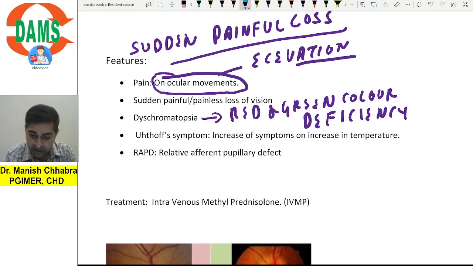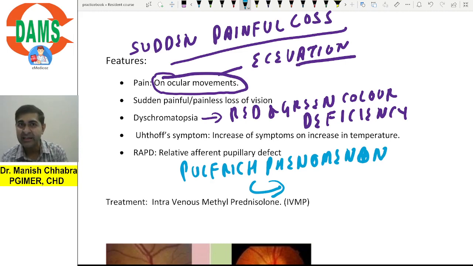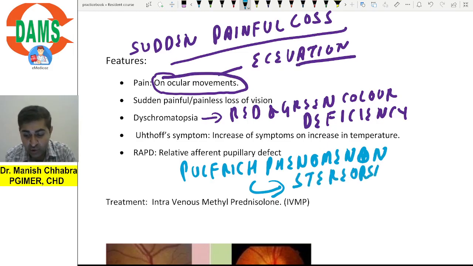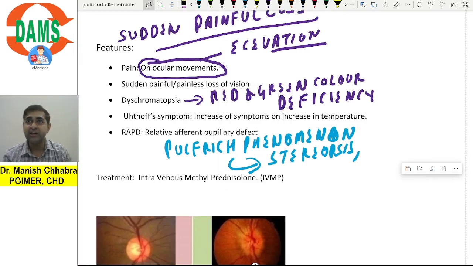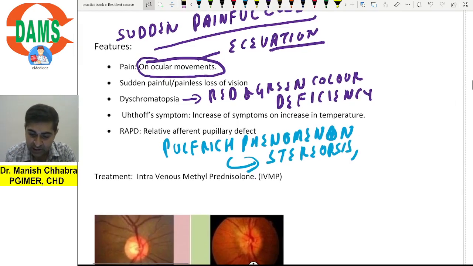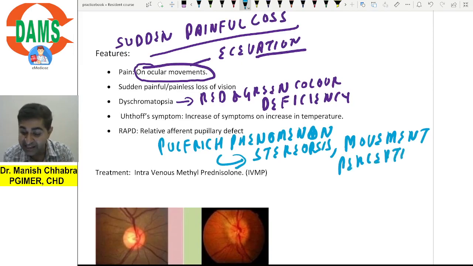There is another phenomenon, you call it the Pulfrich phenomenon. In the Pulfrich phenomenon, the patient with optic neuritis will have difficulty in assessing depth, stereopsis. The patient is not able to assess the stereopsis of an object and is not able to track the movements. If there is some object which is moving, the patient will not be able to track the movements. So there is loss of stereopsis, and movement perception will be absent.